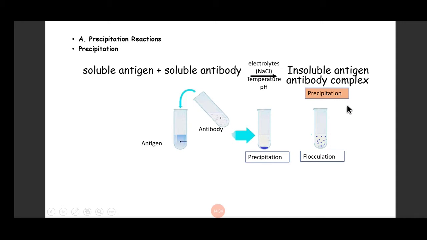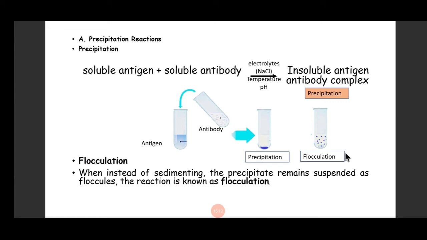Sometimes this antigen-antibody complex has become insoluble, but it does not settle down. It remains suspended in the solution. And when it remains suspended in the solution, we call it a flocculation reaction. We do not call it a precipitation reaction, although both have become insoluble. Although it is also a type of precipitation reaction, we call it flocculation if the antigen-antibody complex remains suspended in the solution.